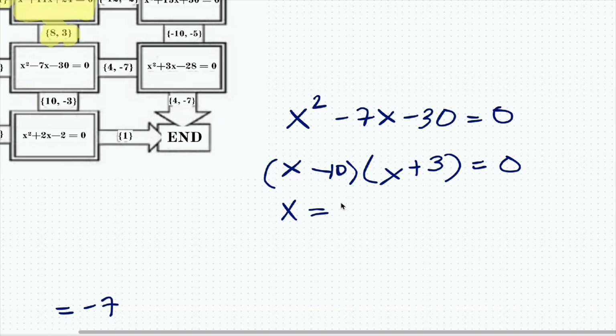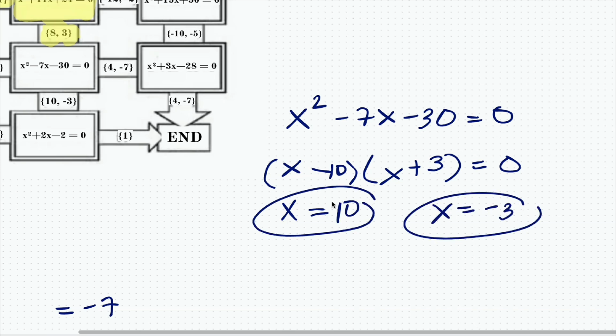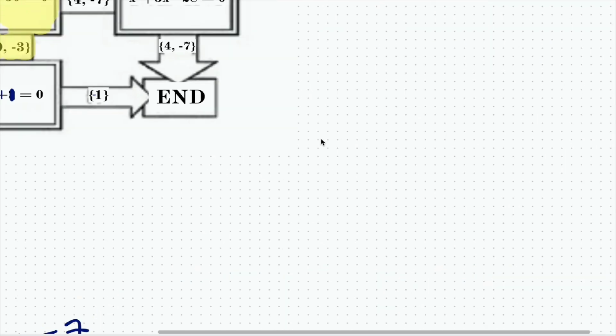X equals 10, x equals negative 3. So these are the two roots. Why? I changed the sign here, I changed the sign here, and this is our roots. Okay, we have 10 and negative 3. We have the final example here.